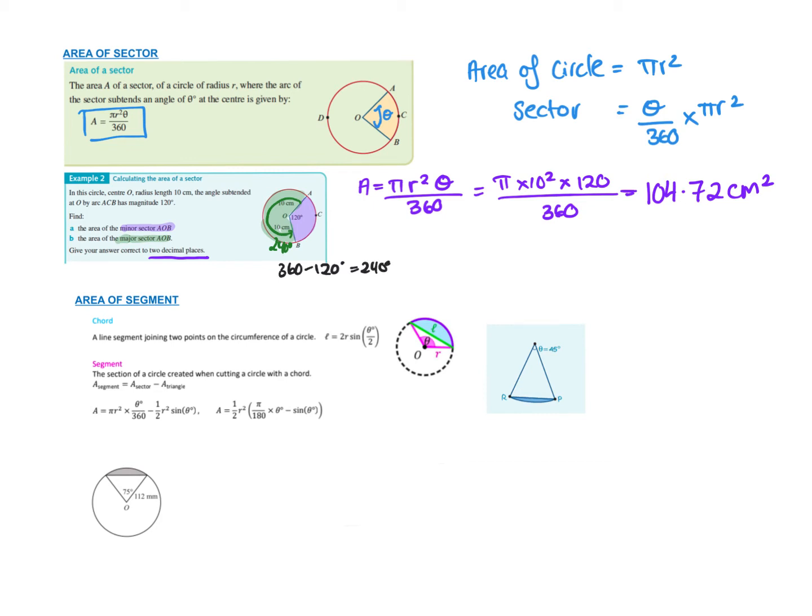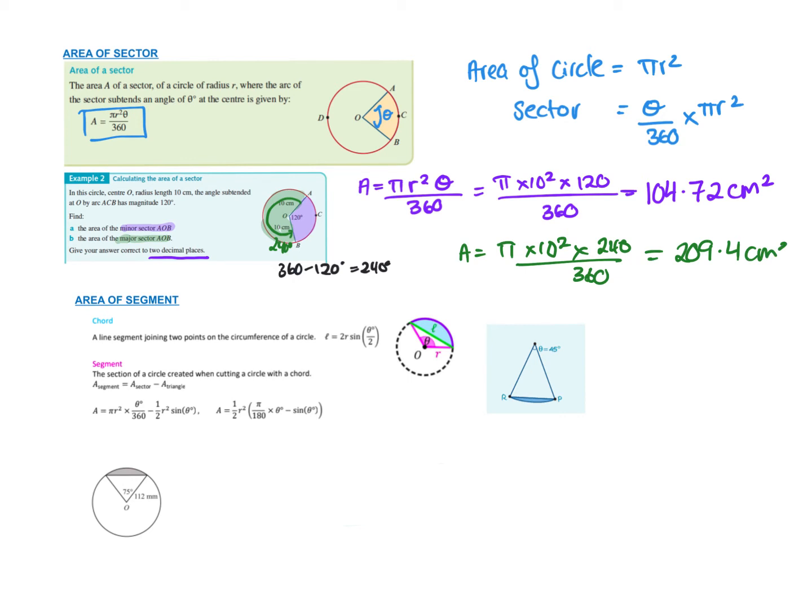So if we go find the area of the major sector, it'll be pi times the radius squared times the bigger angle over 360, and we want it to 1 decimal place, so that's been done here. So it'll be 209.4 centimeters squared. Okay, so really easy.